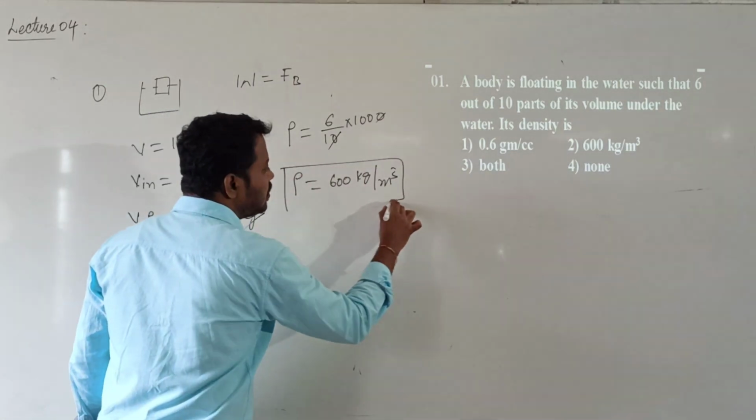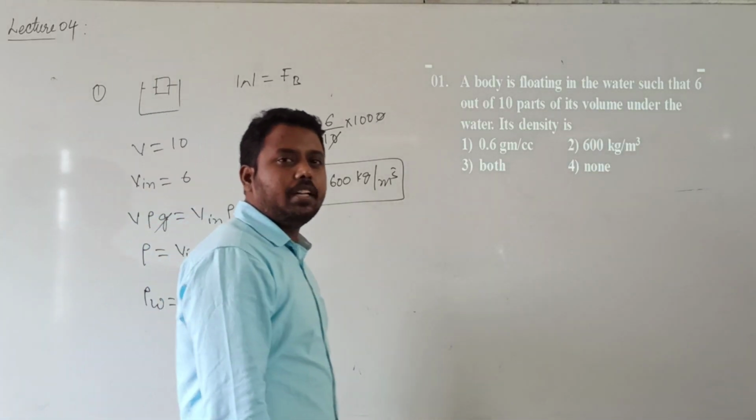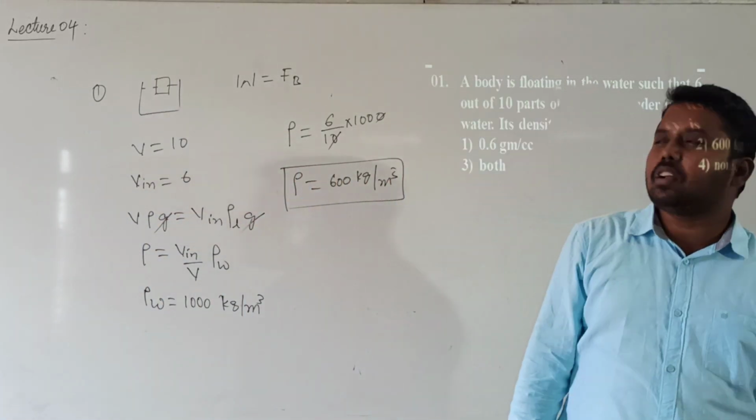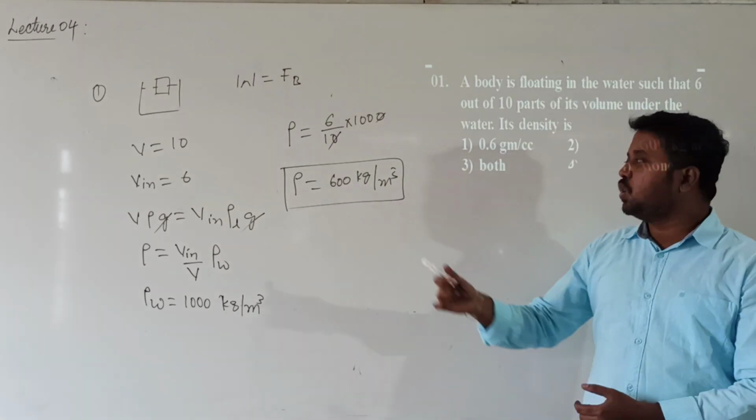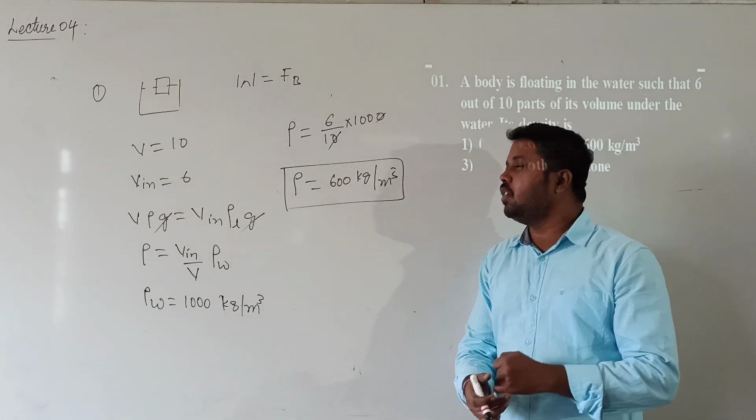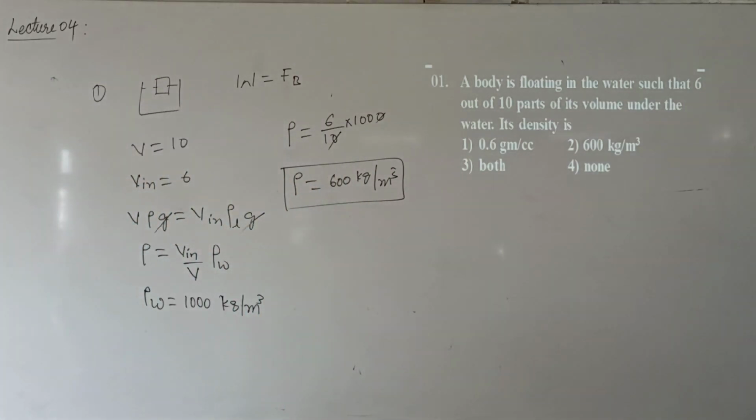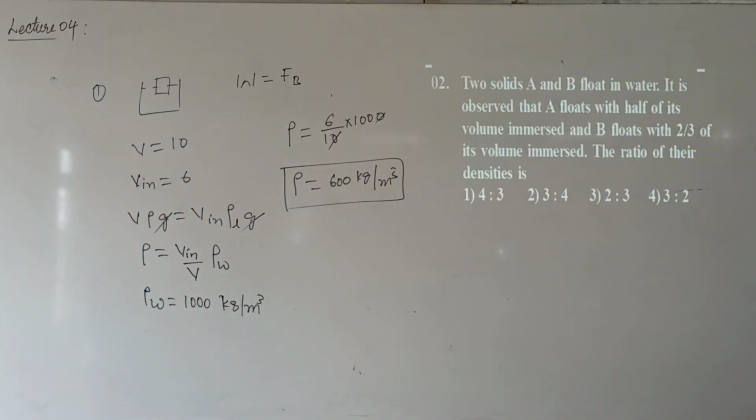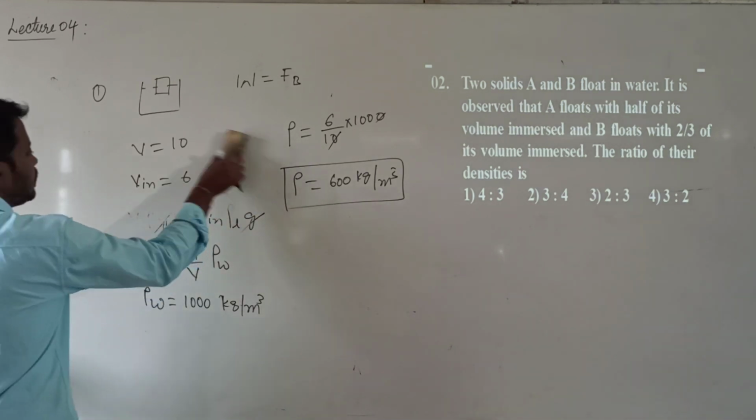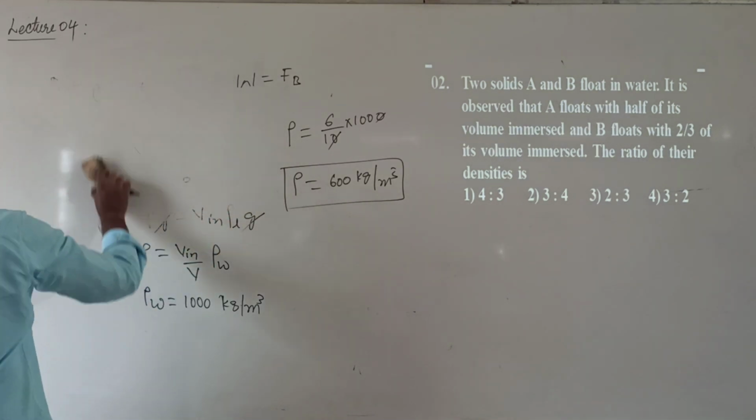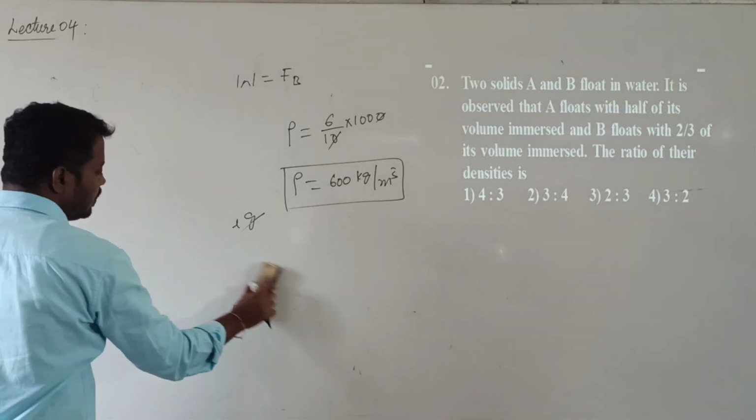There are still some questions based on the Archimedes principle, so go through the Archimedes principle concept clearly. So rho value is how much? 600 kilogram per meter cube. Understood? So this is the first question. Next question, question number 2. So what is this question?